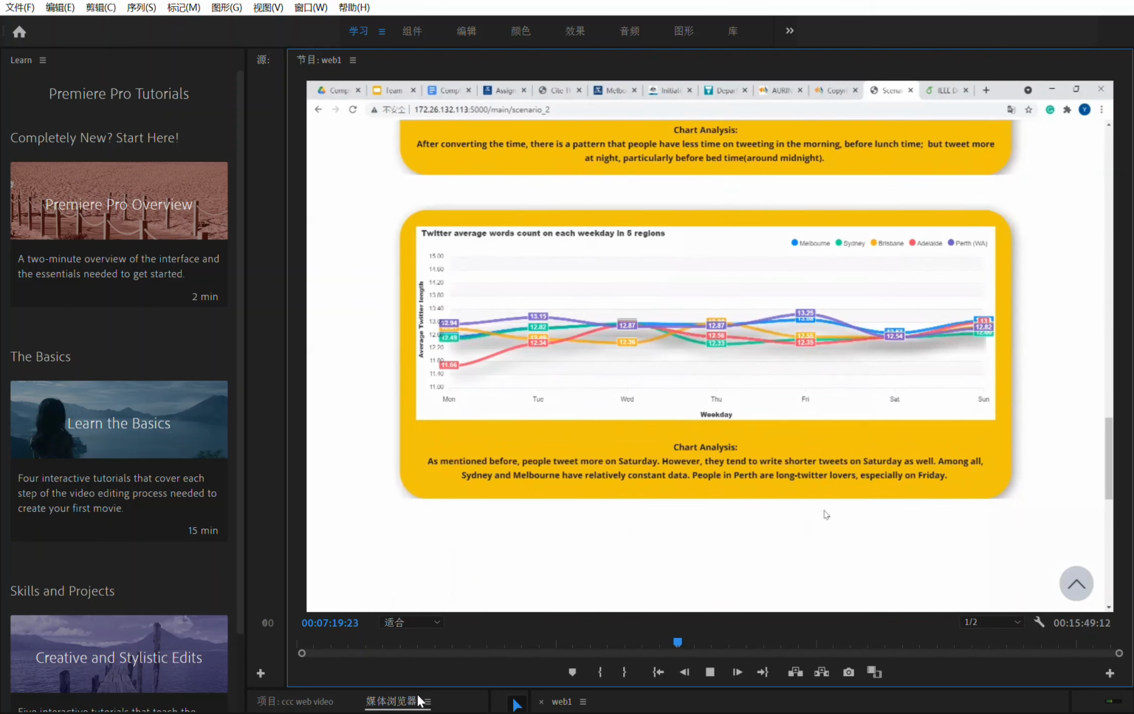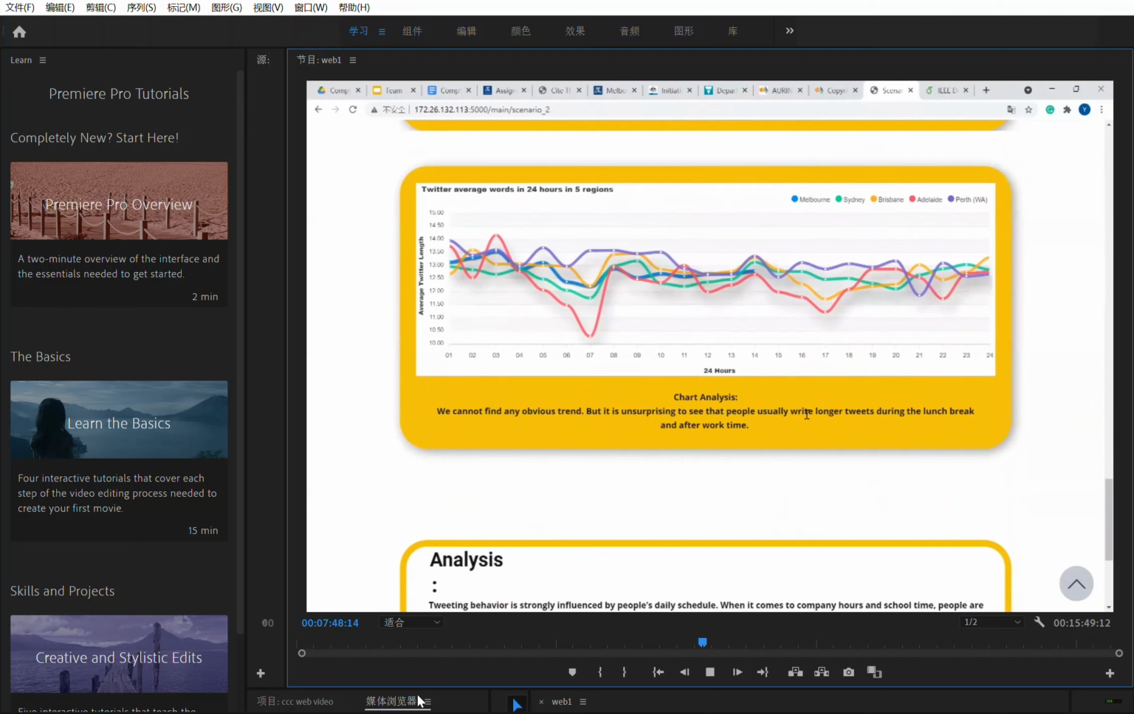The third plot is about Twitter average word count on each weekday in 5 regions. As mentioned before, people tweet more on Saturday. However, they tend to tweet shorter tweets on Saturday as well. Among all, Sydney and Melbourne have relatively constant data, and people in Perth are long Twitter lovers.